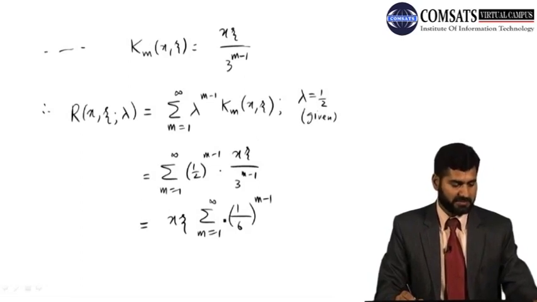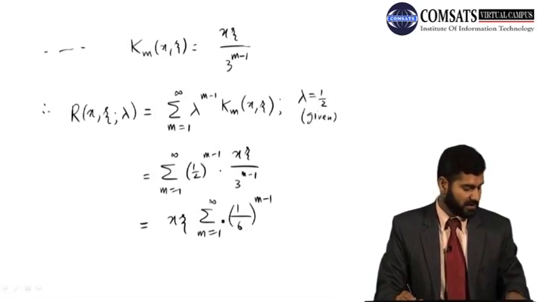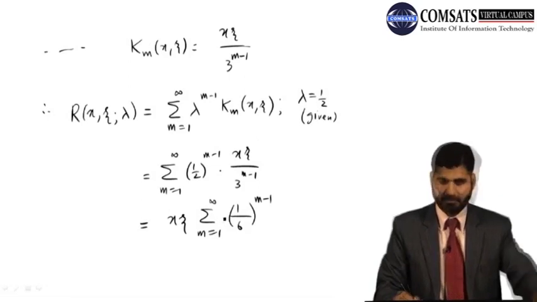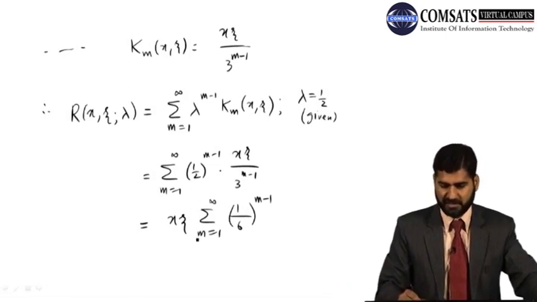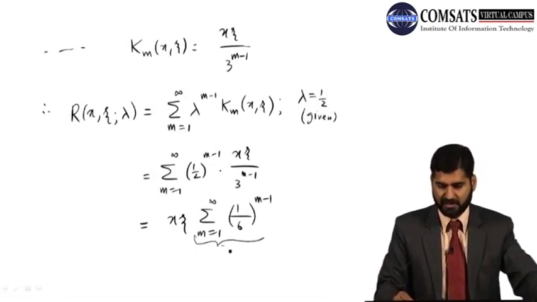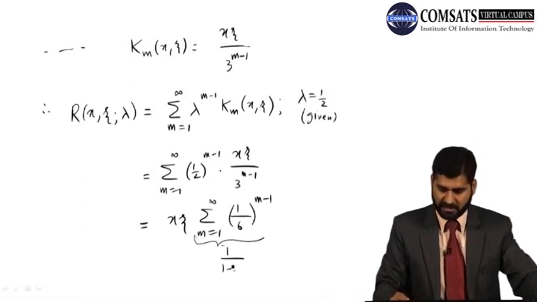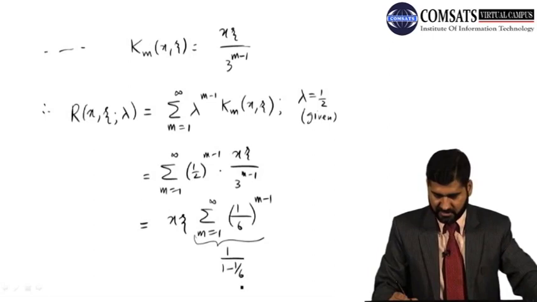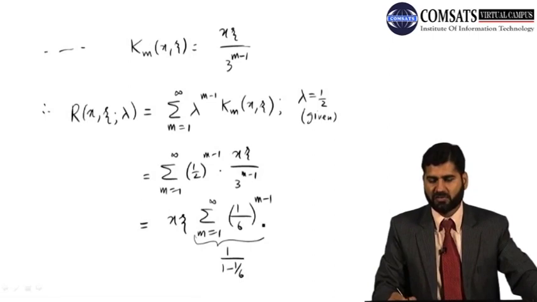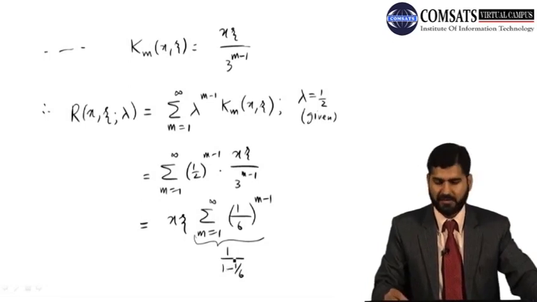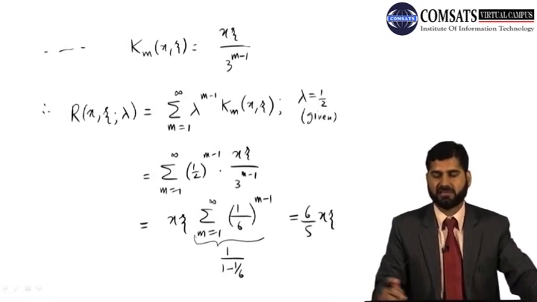If you recall, the sum of a geometric series is 1 over 1 minus r. Here r is 1 by 6. This is your sum of lambda to the power m, which I wrote before as well, so 1 over 1 minus lambda. So this is 1 over 1 minus 1 over 6, which is 5 by 6, so 6 by 5. So this is equal to 6 by 5 x xi. So this is your resolvent kernel.